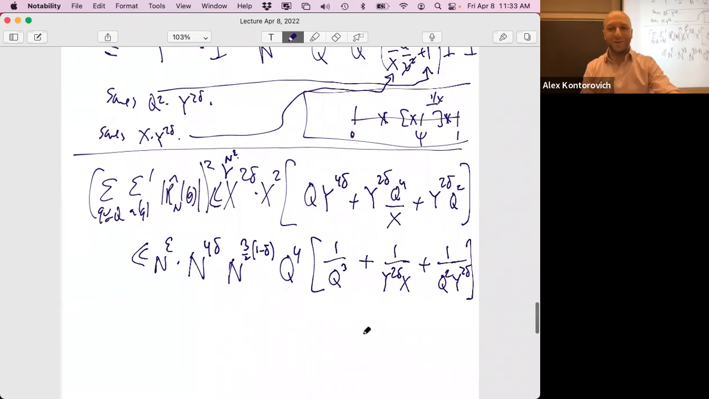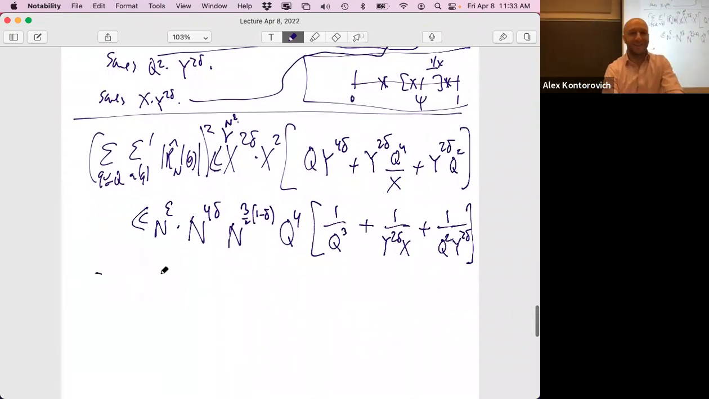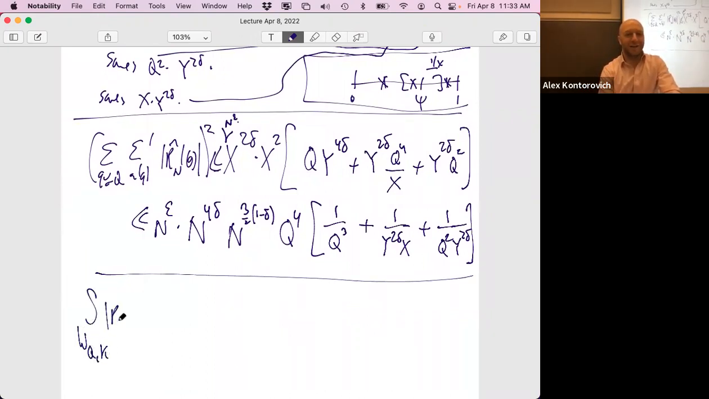Okay, so to go all the way back, who wins? Who wins? Let's integrate over Q, a, of r hat n theta squared.